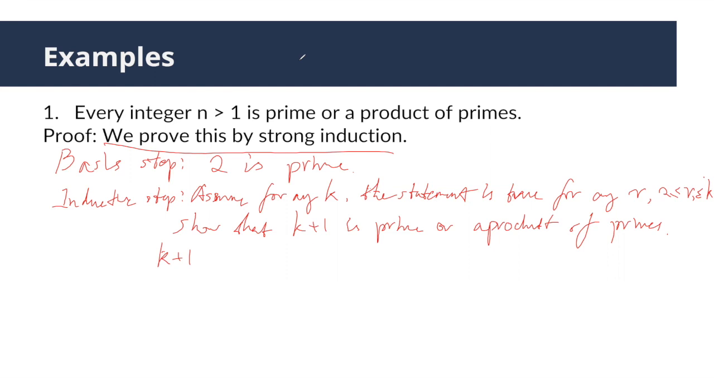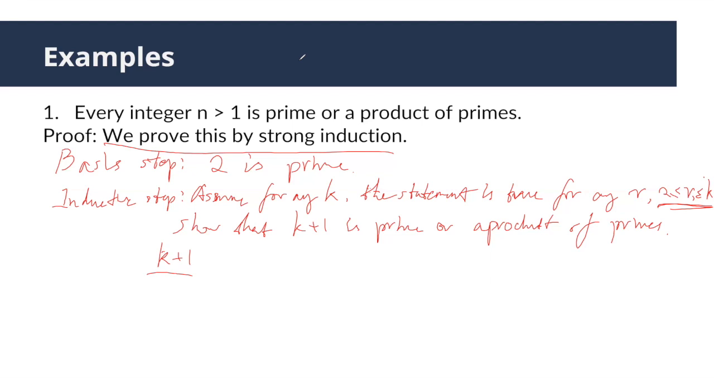How should we proceed? Remember, we need to keep in mind we are going to use the inductive hypothesis, which says any integer r in this range is a prime or a product of primes. And you can see in order to use the inductive hypothesis, we should be able to represent k plus 1 using some numbers within this range. But how can we do that? We are going to use one of the basic proof methods we learned before, which is proof by cases.